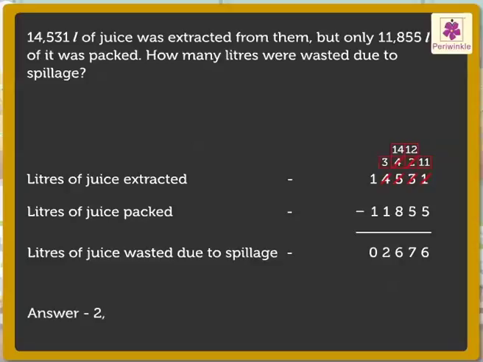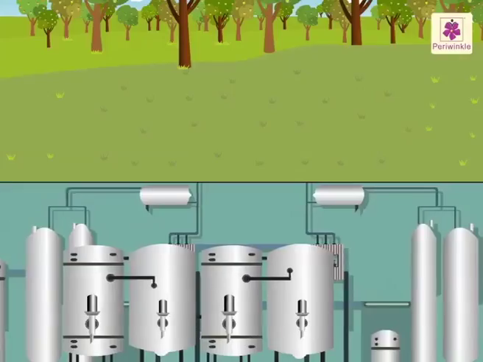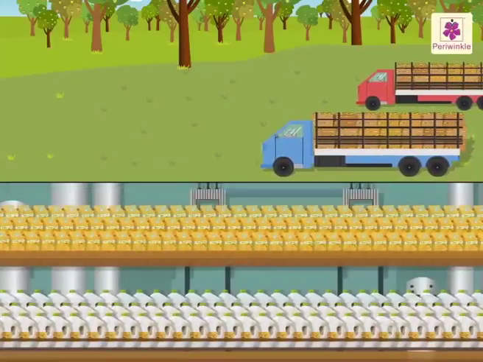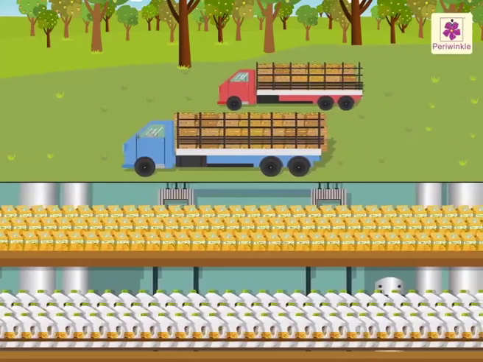Thus, 2,676 liters of mango juice were wasted due to spillage. Wow! It was fun learning how to write statements in the story problems.